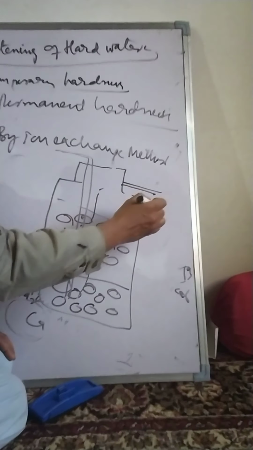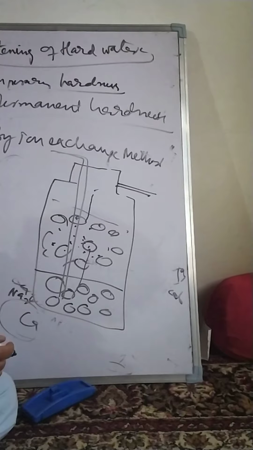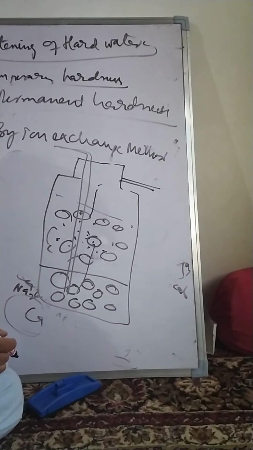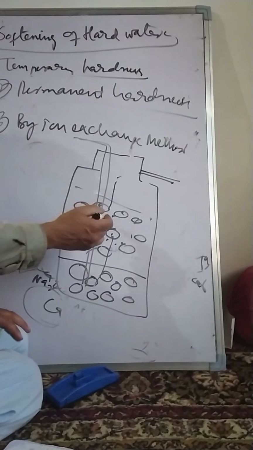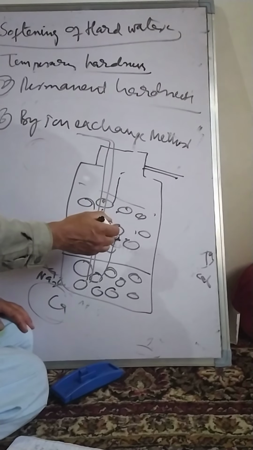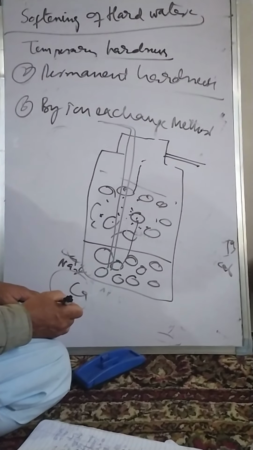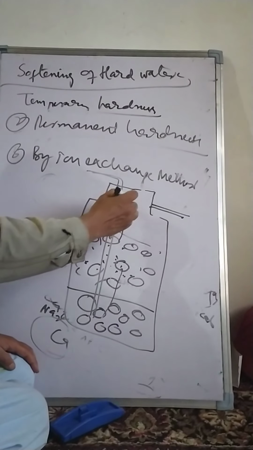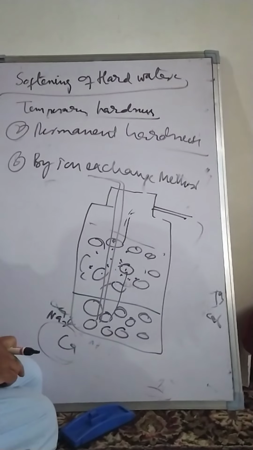Here we remove this pure water. As it rises through these, the calcium sulfate and magnesium sulfate react with this permutit or zeolite and remain here in these zeolite pebbles, and the pure water is removed through an outlet at the top. Okay, thank you.